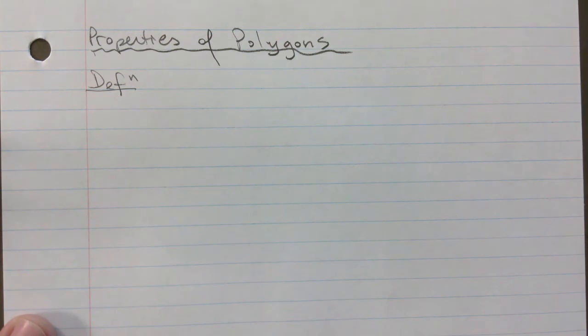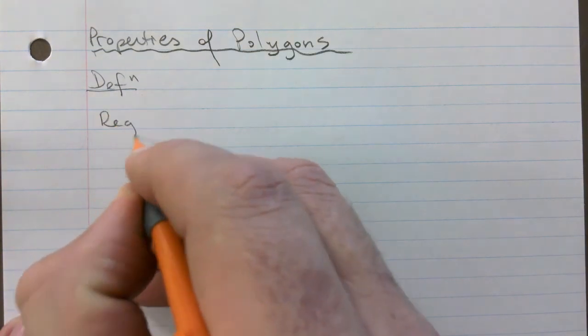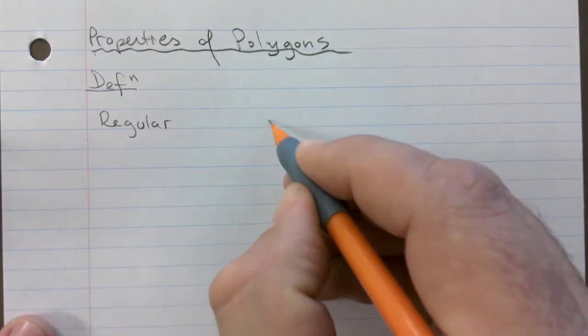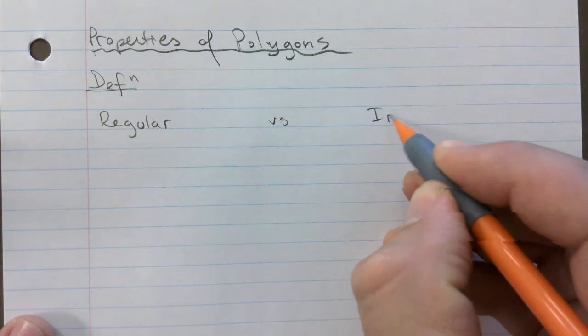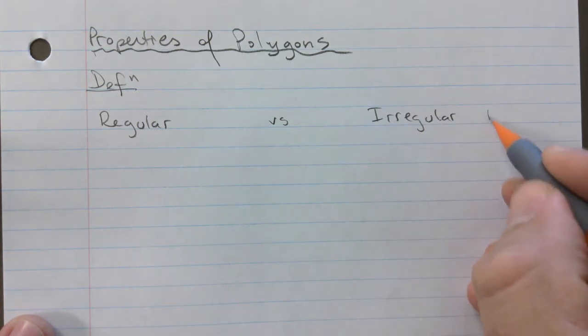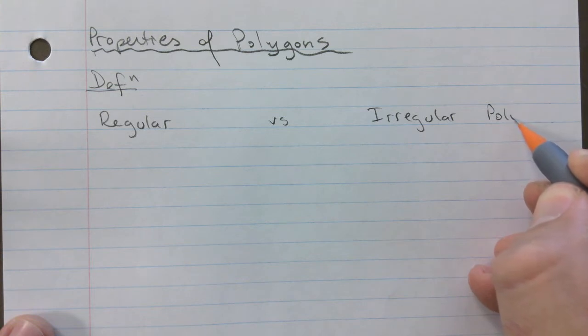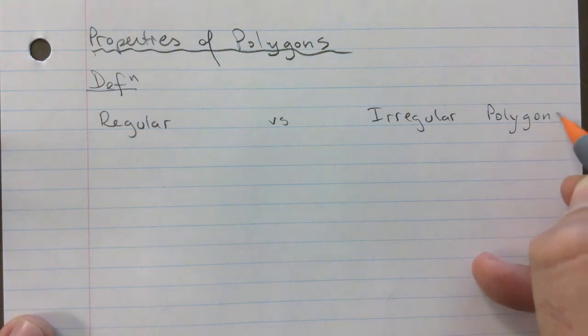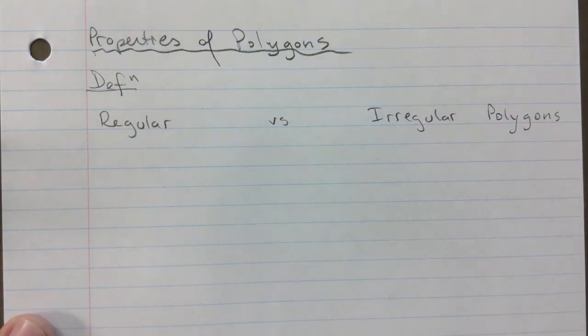I'm a little unorthodox when it comes to notes. You can tell already, right? I'm just regular versus irregular polygons. So that's the first. I want you to know the difference.